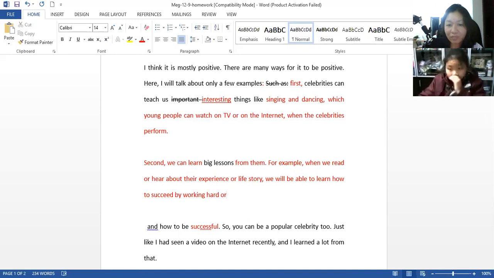or by not giving up, right? Yeah. Because most of them have a hard time. They have to go through a lot of difficulty and a lot of hard work before they can become celebrities. So we can learn from what happened to them.